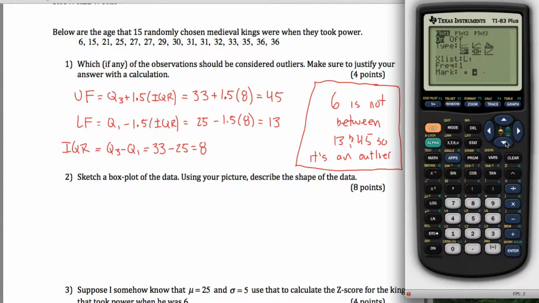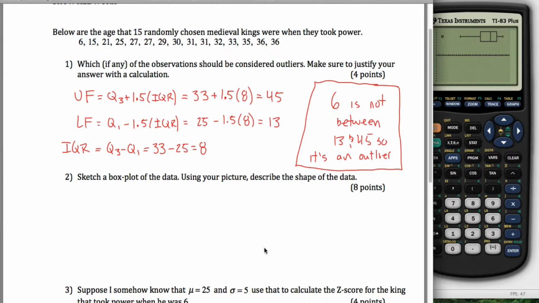Tell it what list your data is in. It's in L1. Leave this default. And then choose whatever you want here, whatever mark you want to signify your outlier. Doesn't matter. Put it there. Then I'm going to do zoom stat just to make sure that my graph zooms around the things that I want it to be zoomed around. And a picture that looks like this. Cool. So draw that thing.